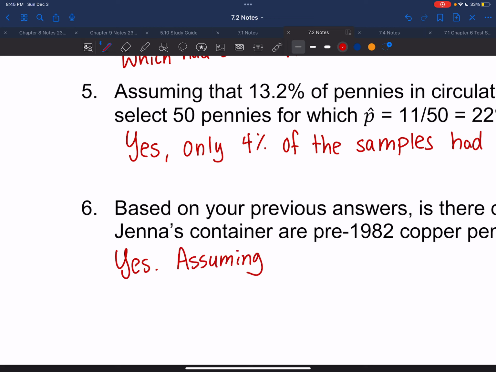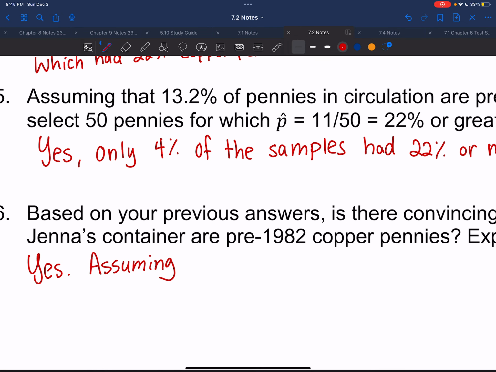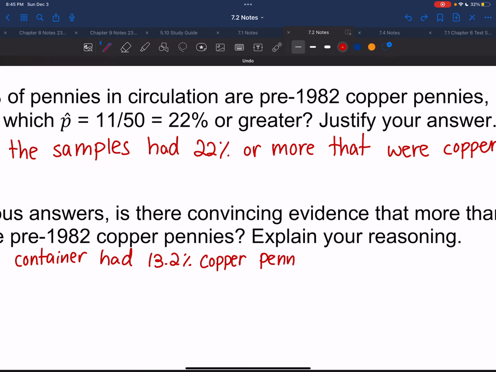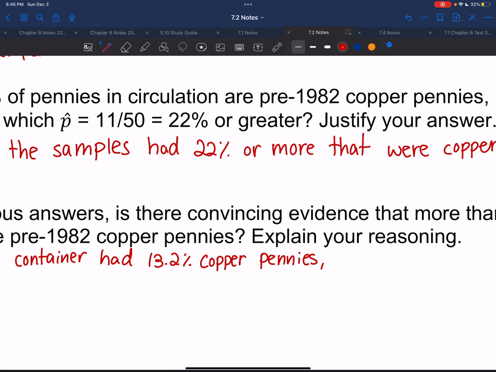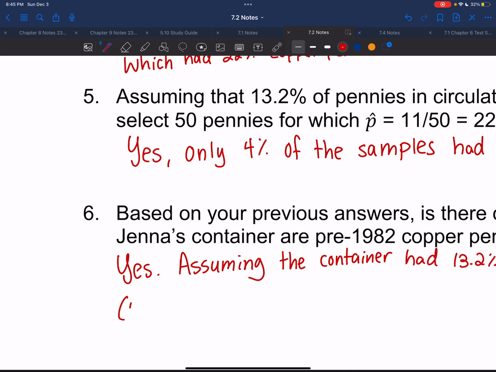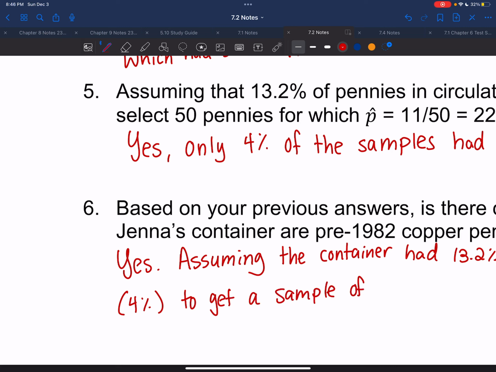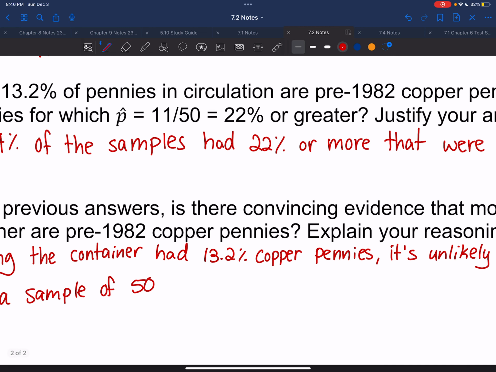All right. Now, assuming Jenna's container had 13.2% copper pennies, it's unlikely (in parentheses, 4% chance) to get a sample of 50 with 22% or greater.